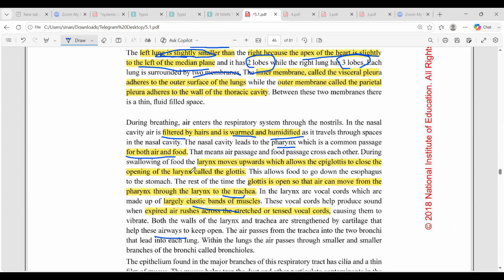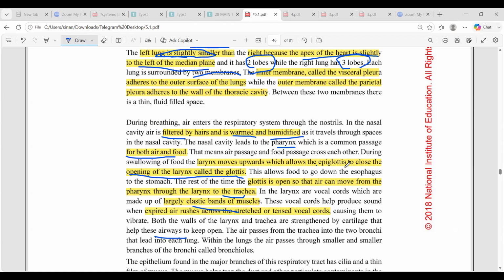During swallowing of the food, the larynx moves upward, which allows the epiglottis to close the opening of the larynx, called the glottis. Remember, the opening of the larynx is what? The glottis. The door which is closing the glottis is what? The epiglottis. So the epiglottis is the one which can move up and down, not the glottis. Okay, the glottis is the opening.